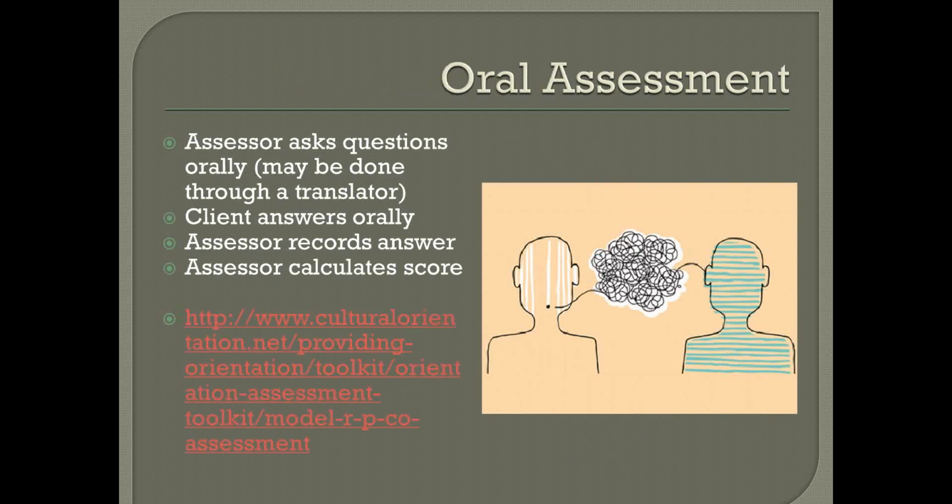Now we're going to talk about the two methods of providing assessment that Cal gives us. The first one is called the oral assessment. The oral assessment obviously is done orally, so the assessor sits down with the client and is asking questions, reading these questions off of the oral assessment sheet.